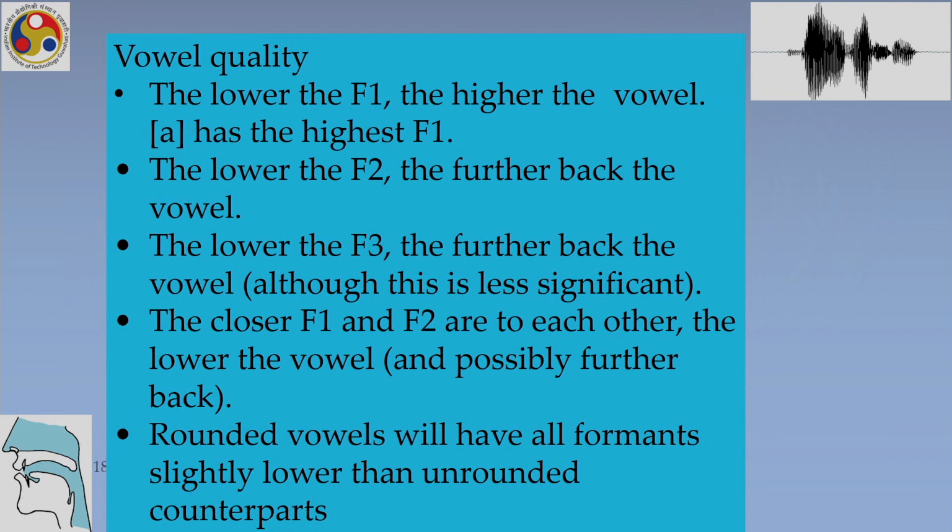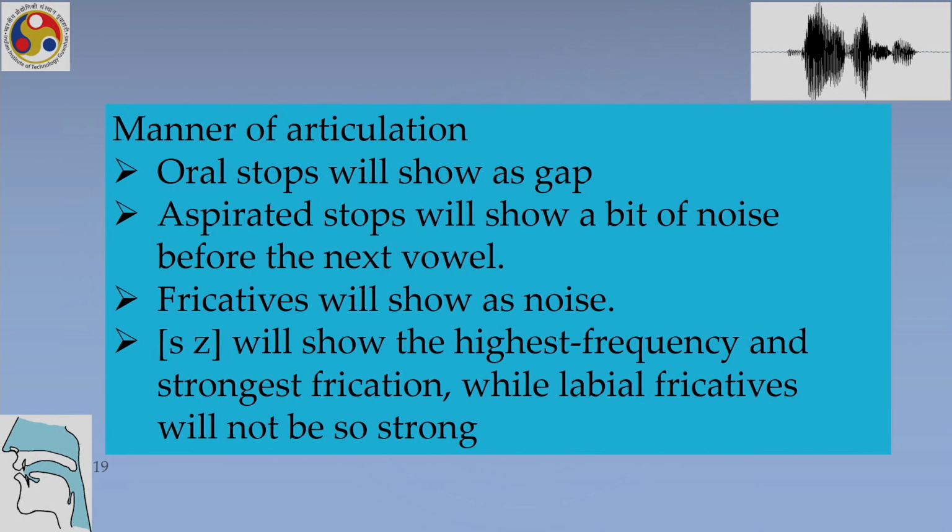Rounded vowels will have all formants slightly lower than unrounded vowels.